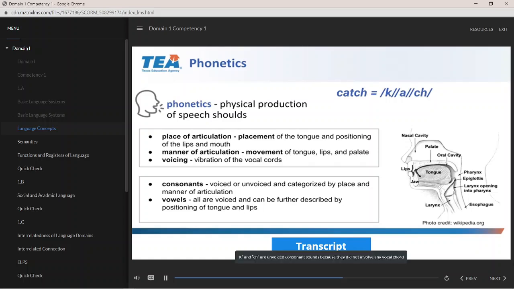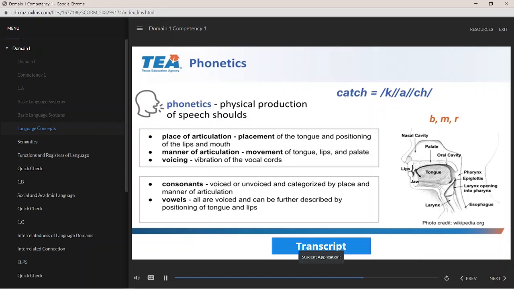K and ch are unvoiced consonant sounds because they do not involve any vocal cord vibration to produce. Examples of voiced consonants are the B sound, B, M, M, and R, R, where we must vibrate our vocal cords to produce them. More details, including a labeled visual on the place and manner of articulation, are available in the appendix to the accompanying manual for this course, linked in the resources.